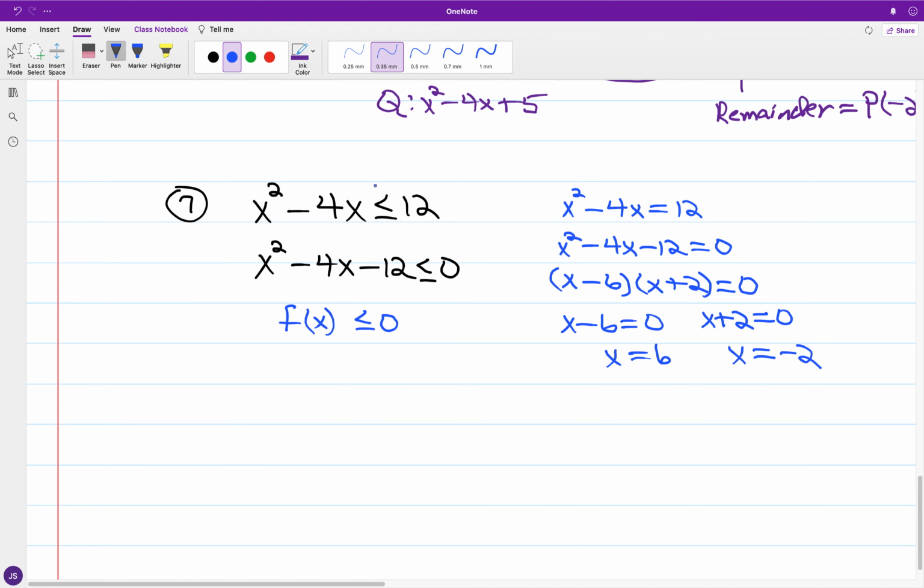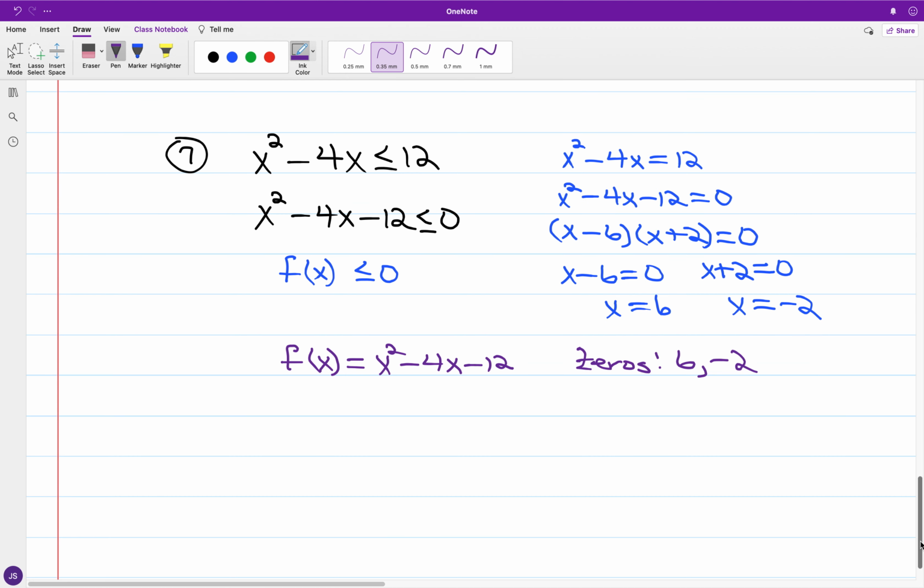Again, just for the setup, we have f of x equal to x squared minus 4x minus 12. And now for the zeros. The zeros are going to be in the domain, both 6 and negative 2. We'll set the function equal to 0. So the zeros are at 6 and negative 2.